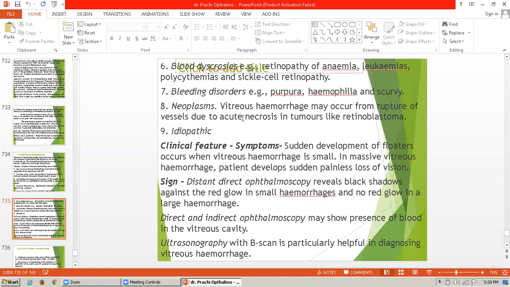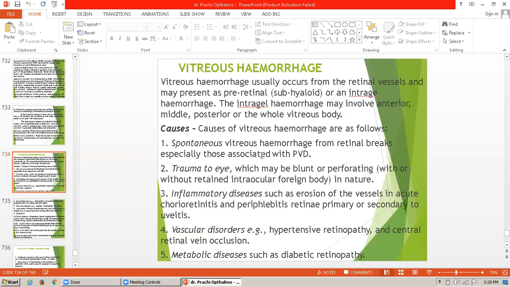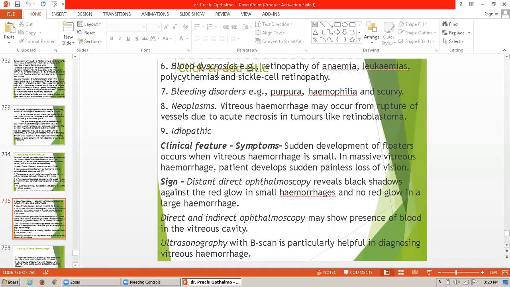Neoplasm. Vitreous hemorrhage may occur from the rupture of vessels due to acute necrosis in tumors like retinoblastoma, and idiopathic. So there are many causes of the vitreous hemorrhage. First is spontaneous, trauma, then inflammatory diseases, vascular disorders, metabolic diseases, blood dyscrasia, bleeding disorders, neoplasm, and idiopathic.